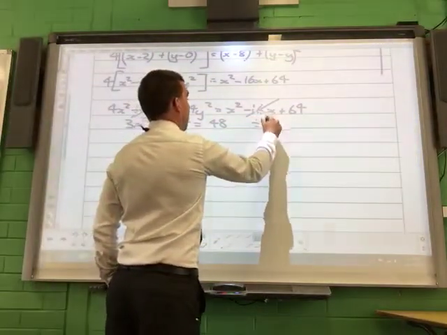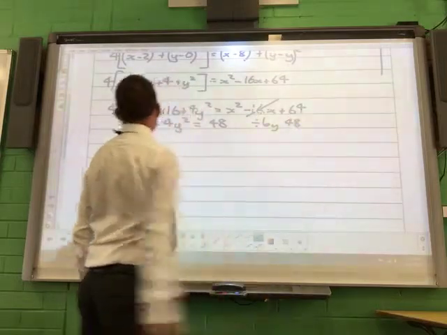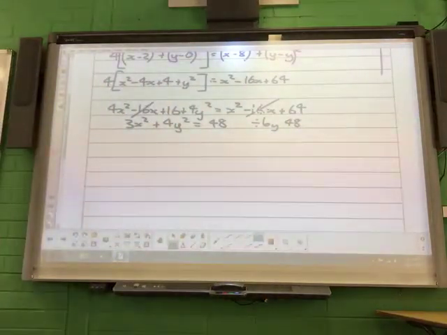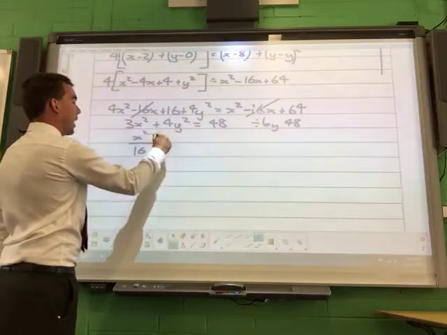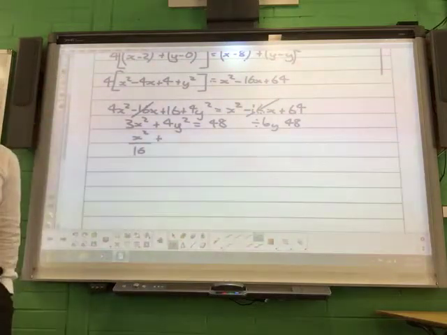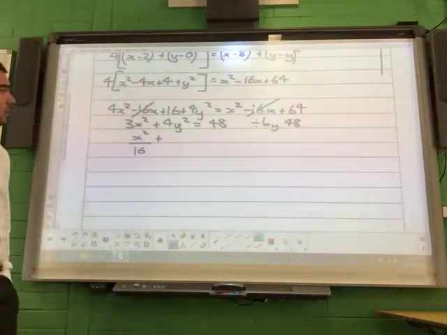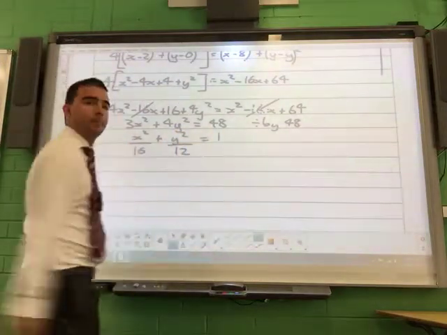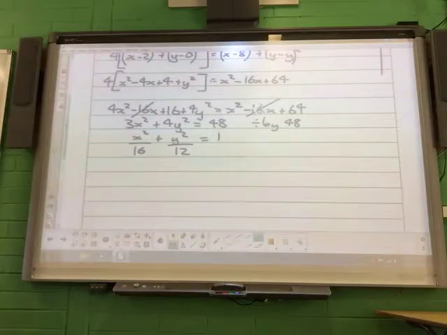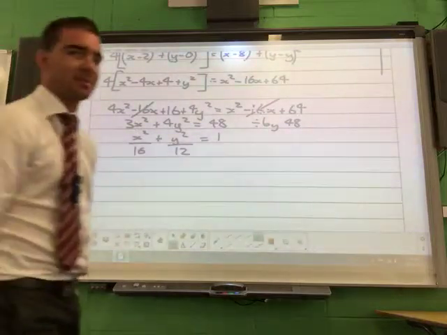Alright, so divide by 48. How many 3's go into 48? Okay. So x squared on 16. How many 4's go into 48? 12. So y squared on 12 is 1. Okay, and that's the format of our ellipse. That's not that bad.